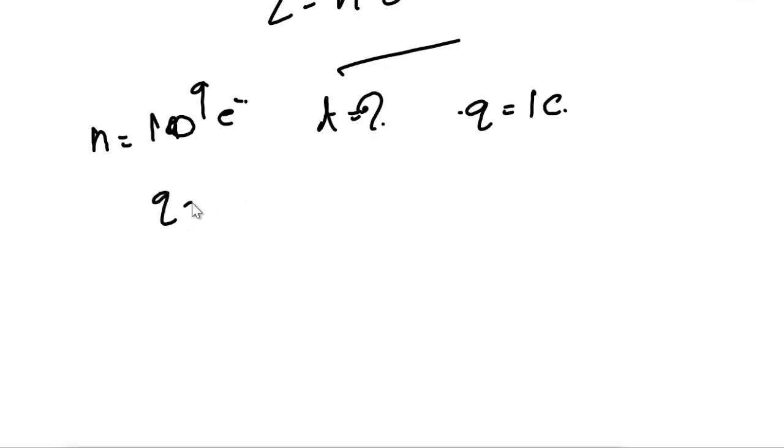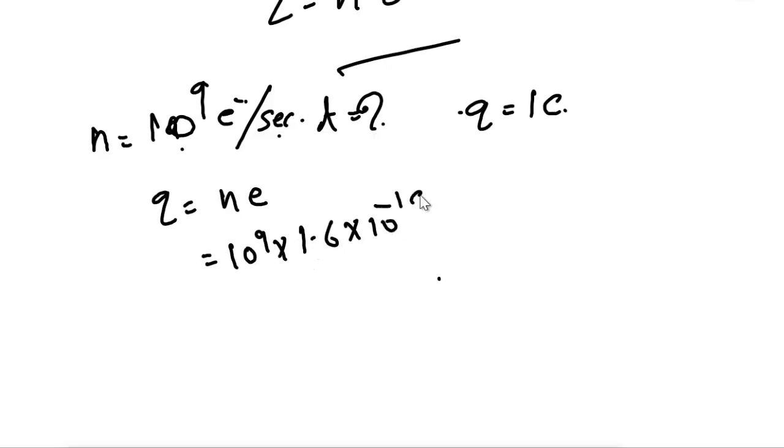So we have the relation connecting Q equals Ne. The body gives out 10 to the power 9 electrons every second. So in 1 second, 10 to the power 9 electrons. Then what will be the total charge in 1 second? 10 to the power 9 into 1.6 into 10 to the power minus 19, so we will be getting 1.6 into 10 to the power minus 10 coulomb. This will be the charge.